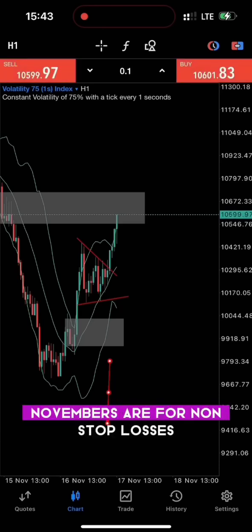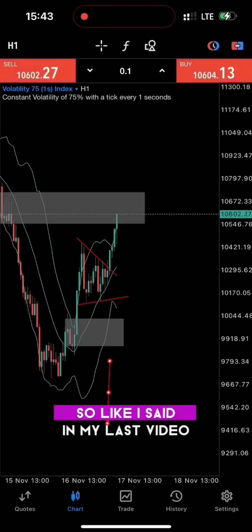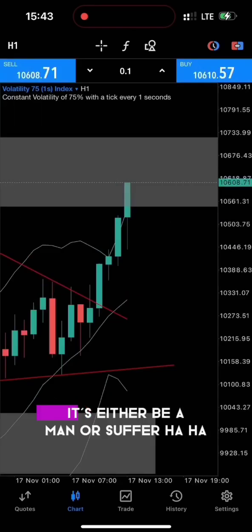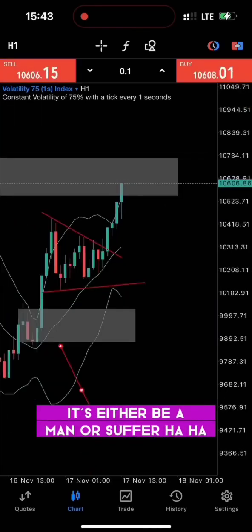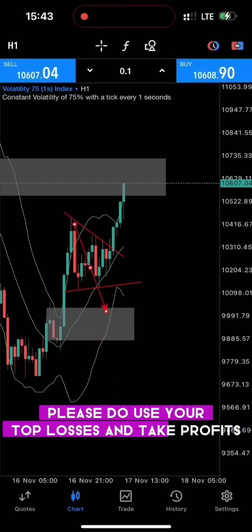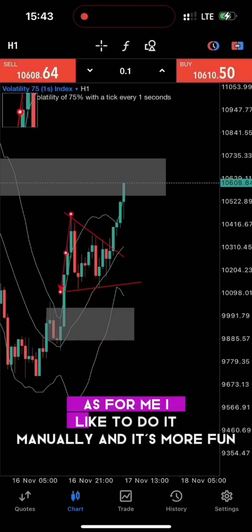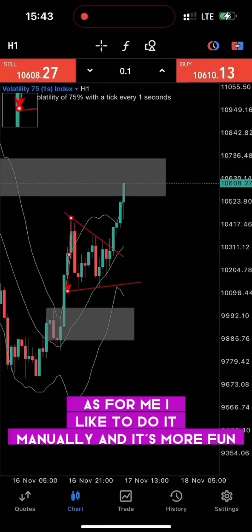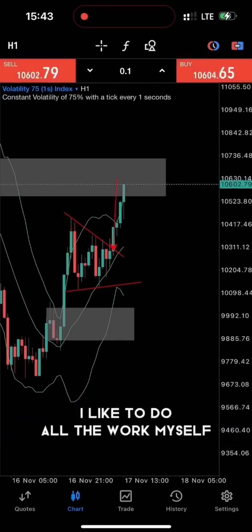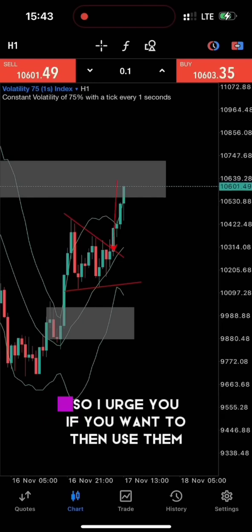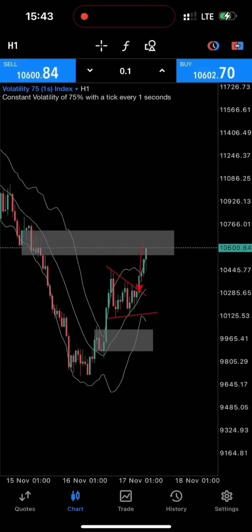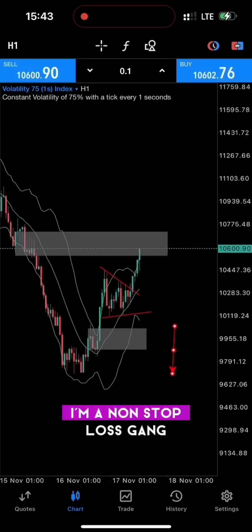Boom and Crash are for no stop losses. So like I said in my last video, I joined the no stop loss gang. It's either be a man or suffer, haha. But I'm not encouraging you. Please do use your stop losses and take profits. As for me, I like to do it manually and it's more fun. I don't like these automatic things doing everything for me. I like to do all the work myself. So if you want to, then use them. They are good. But as for me, I'm in the no stop loss gang.